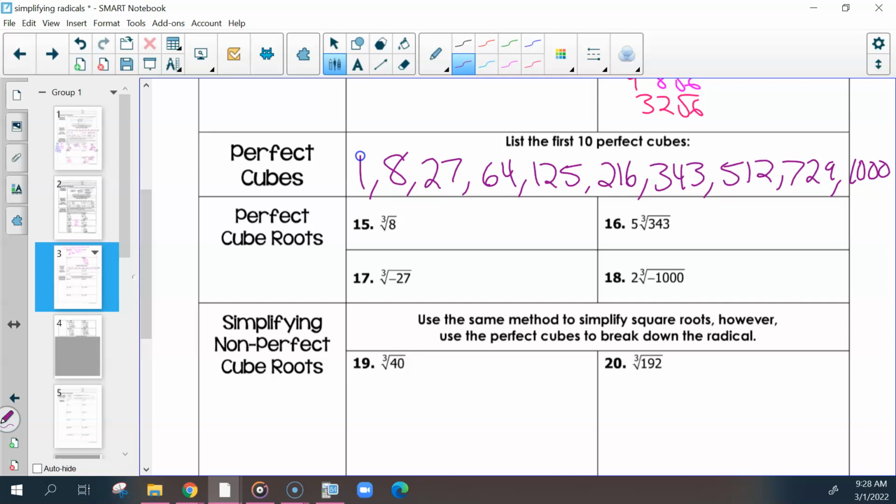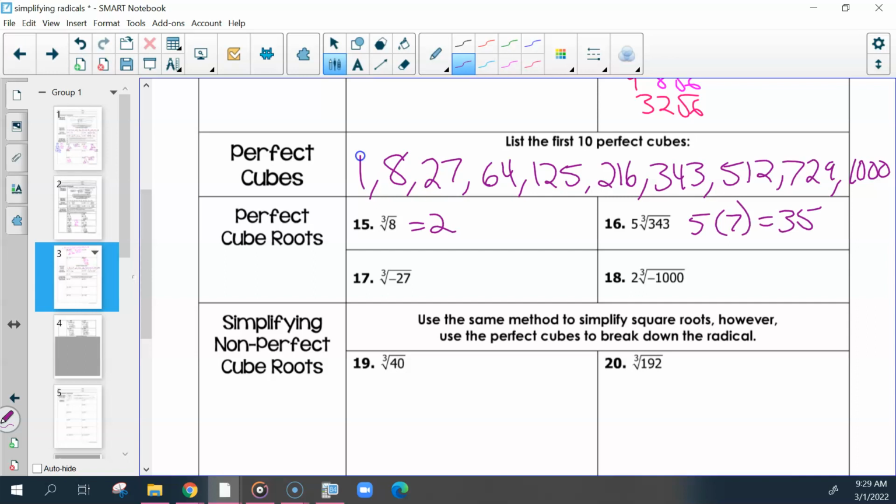Okay. So just like our square roots, if we know our cube roots and they're perfect cubes, then we can simplify it easy. The cube root of 8 is what? The cube root of 343 is 7, and we're multiplying it by 5. So 35.